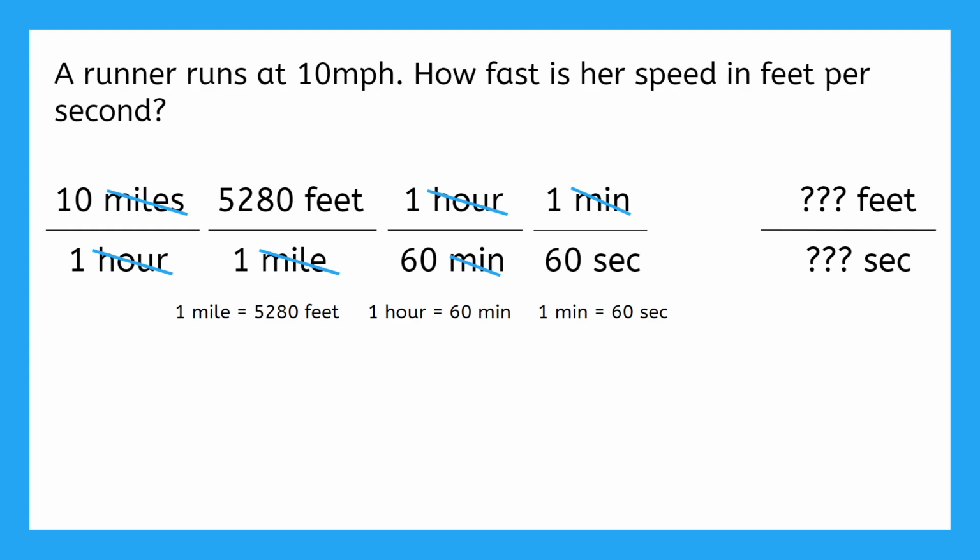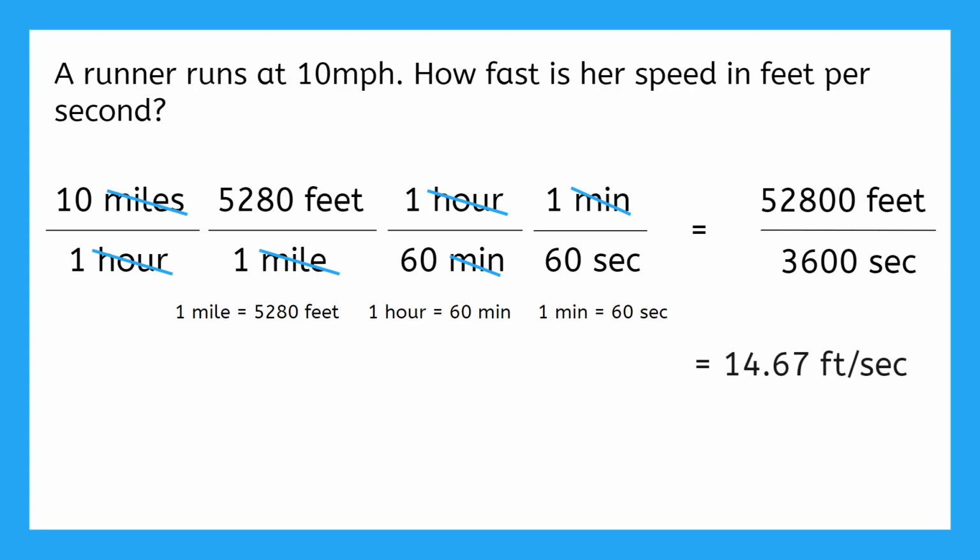On top, we multiply 10 times 5280 times 1 times 1, and we get 52,800 feet. On the bottom, we multiply 1 times 1 times 60 times 60, and we get 3,600 seconds. The only thing left to do is reread the problem. We don't want the runner's speed in feet per 3,600 seconds. We want her speed in feet per 1 second. So our answer needs to be a unit rate. So we just complete this division. 52,800 divided by 3,600, and we get 14.67 feet per second.